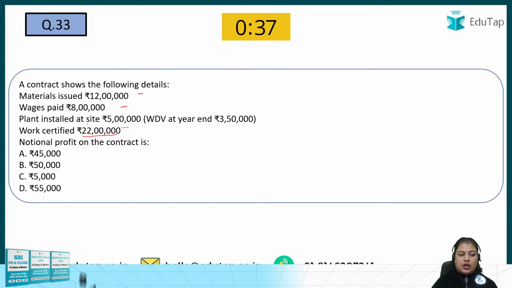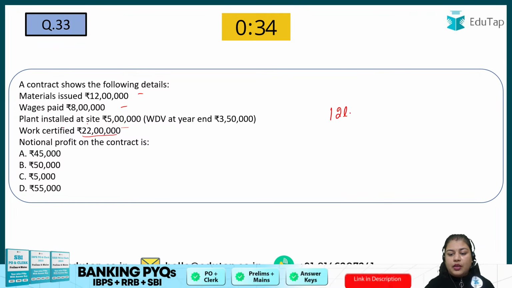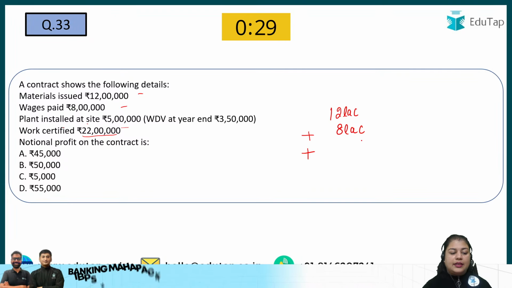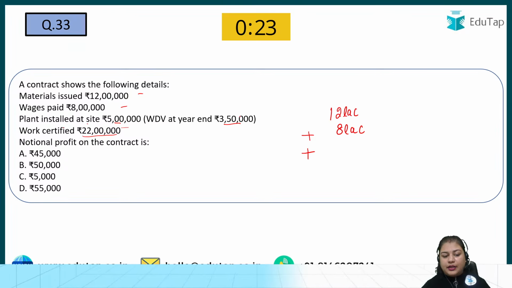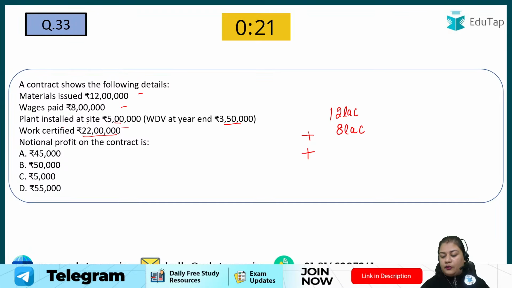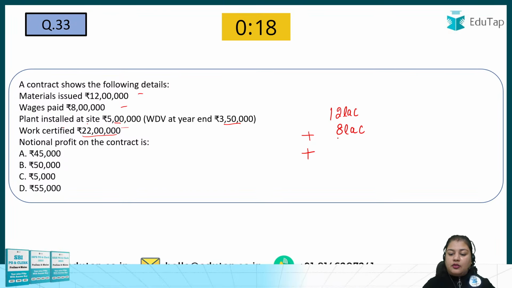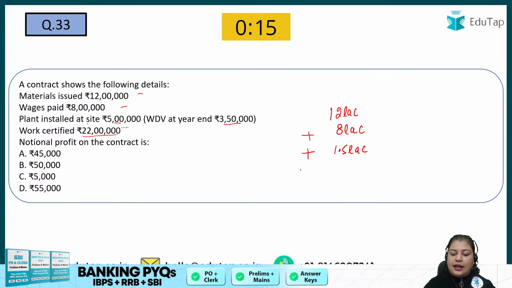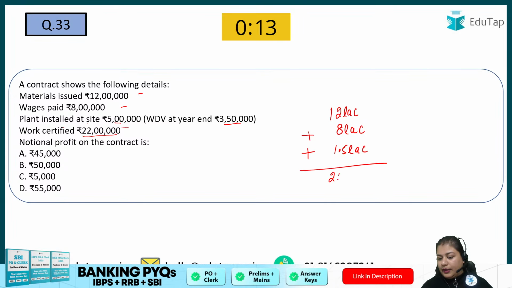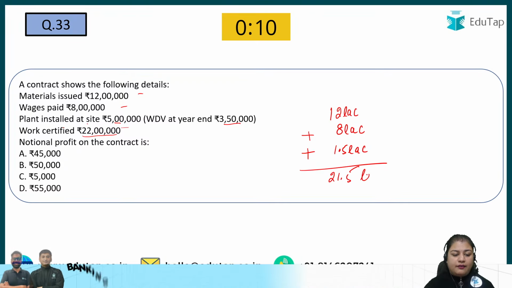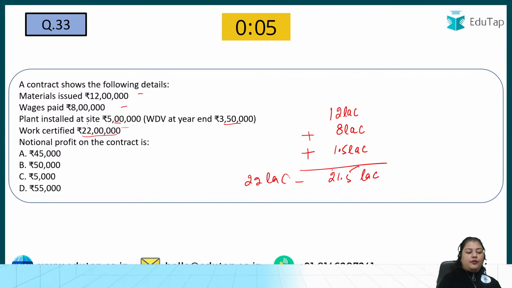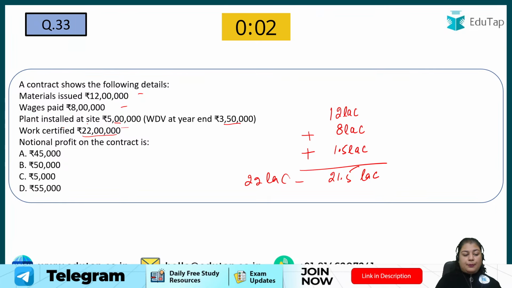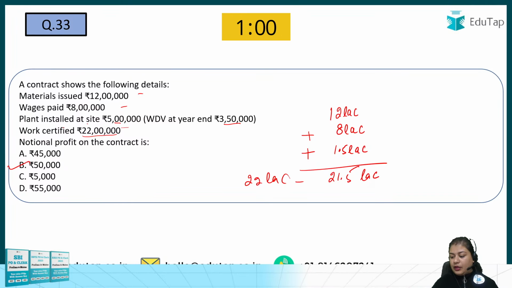What are the total costs? How can you calculate the total cost? It would be 12 lakh plus 8 lakh, right? Plus the depreciation. कितनी है हमारी, plant install कितने में किया था, 5 लाख, and what is the plant in hand, you can say written down value, that is 3,50,000. So 5 lakh minus 3,50,000, that is 1.5 lakh. So can I say I'll add 1.5 lakh to it, so it will be 21.5 lakh. So 22 lakh minus 21.5 lakh will be 50,000. Yes, so the answer is B, 50,000. Good. Let us move ahead.